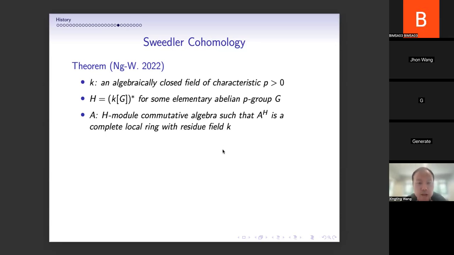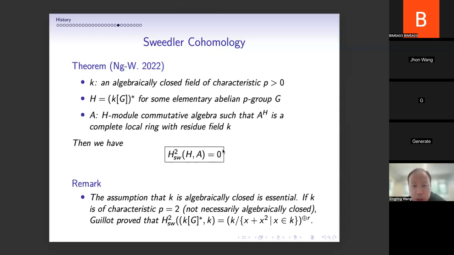That's very important. And also I take A as a commutative H-module, a commutative ring with an H action, and I want the invariant ring. So if you have a group action, you have the invariant ring fixed by the group elements. If you have a Hopf action, you can cook up a similar definition called the invariant ring of the Hopf action. Okay, and I want the invariant ring to be a complete local ring with residue field K. Then we can show using Hensel's lemma that if you are in that case, with H the dual of elementary abelian, H could be anything, but the invariant ring has to be a local complete ring, then the Sweedler cohomology of the second degree must vanish.